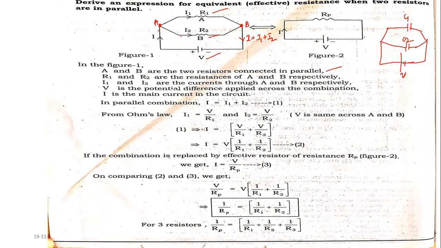So clearly you can see here, I1 goes this way and I2 goes this way. Finally, what you get is I is equal to I1 plus I2. Take that as equation number 1.